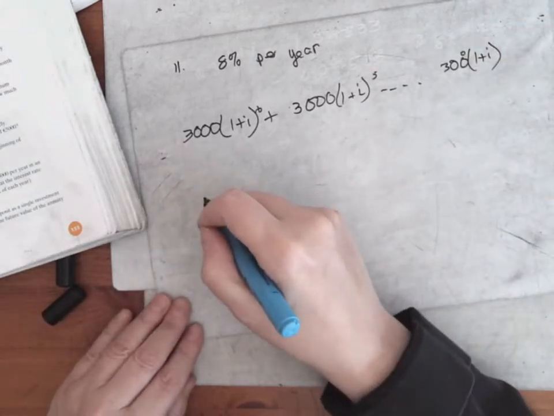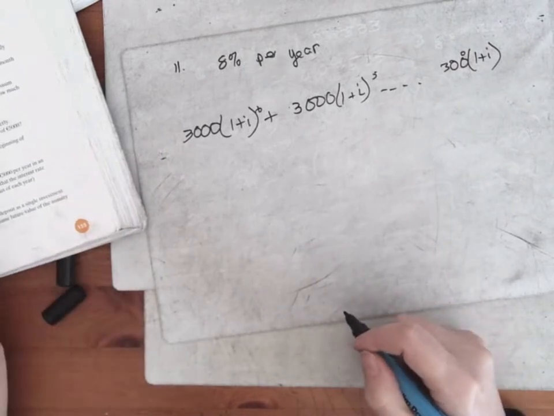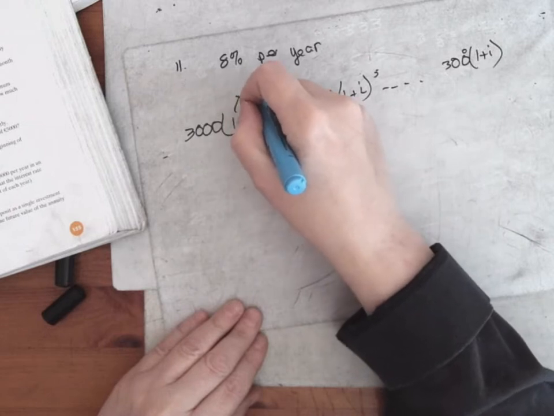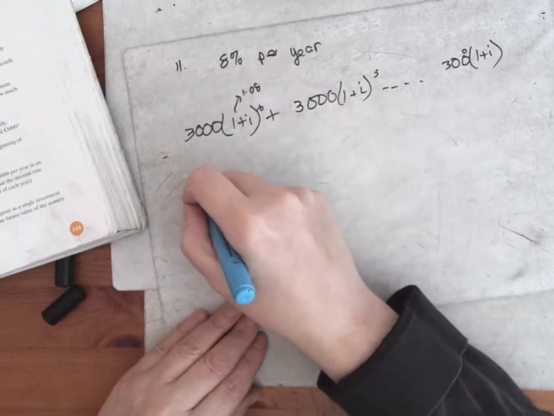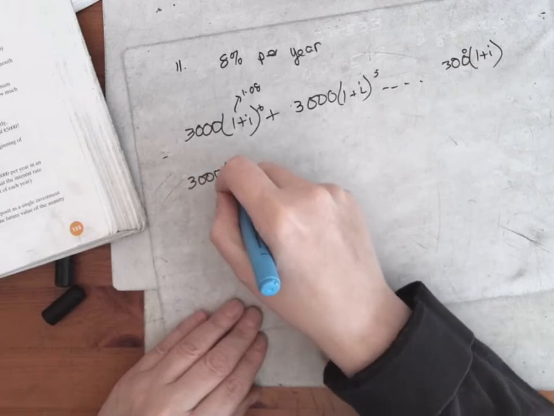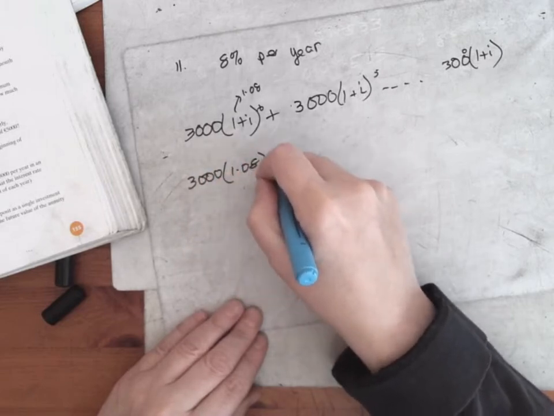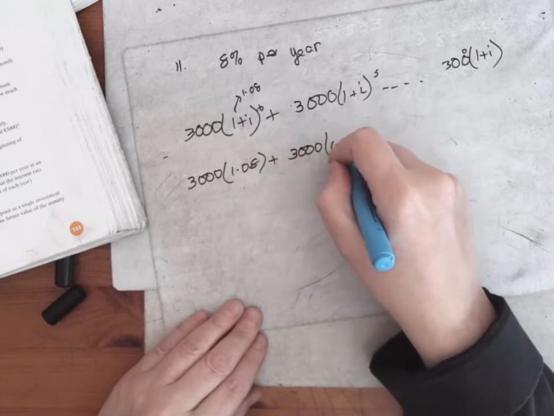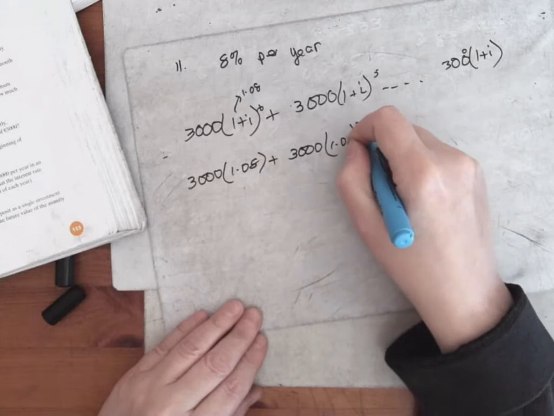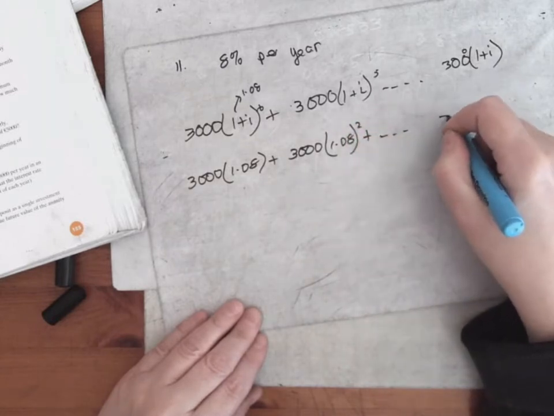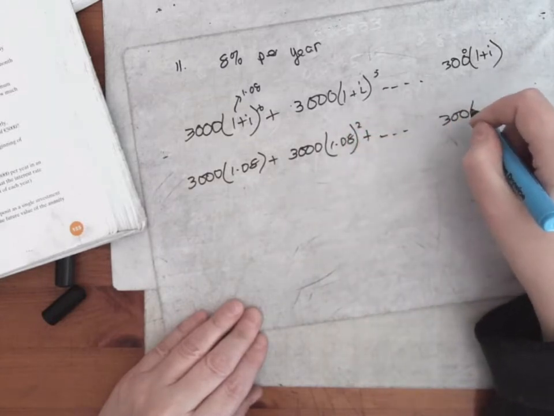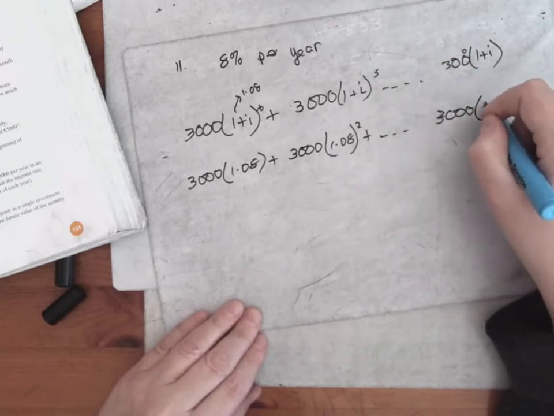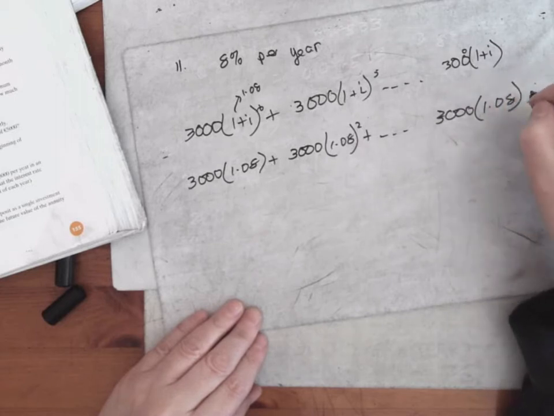So that's a geometric series written backwards. And I know the i is 8%, so I can write that as 1.08. I'm just going to write it backwards. So it's 3,000 multiplied by 1.08, plus 3,000 multiplied by 1.08 to the power of 2, plus and so on, up to 3,000 multiplied by 1.08 to the power of 6.